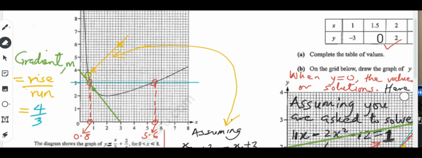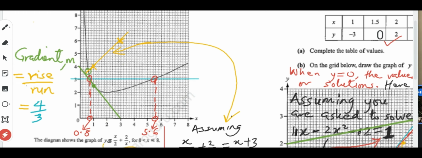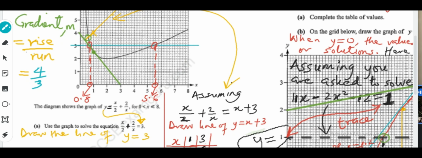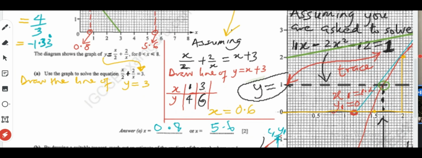What sign should it have? You know, it is sloping downwards. Yeah, minus. So it should have a minus. So it should actually be minus 1.33 recurring. You know, that's that for that.